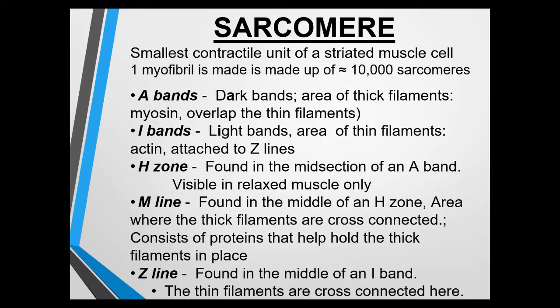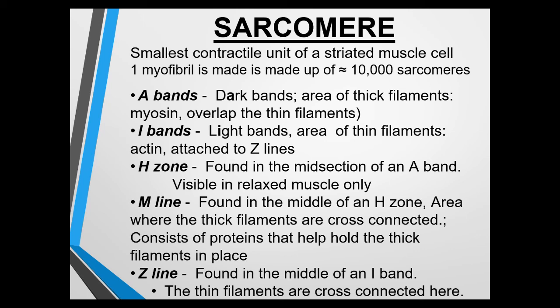Now, I do want to explain to you what a sarcomere is. Now, a sarcomere is so important in muscle cells. This is the smallest contractile unit of a muscle cell. One myofibril is made up of about 10,000 sarcomeres. So it's pretty immense as far as numbers. Now, there's a different terminology. And again, this is a lot of vocab that we'll keep reviewing with diagrams.